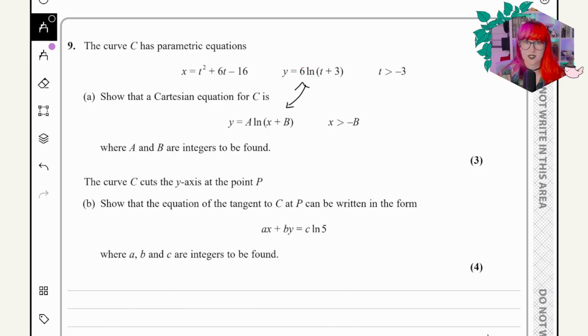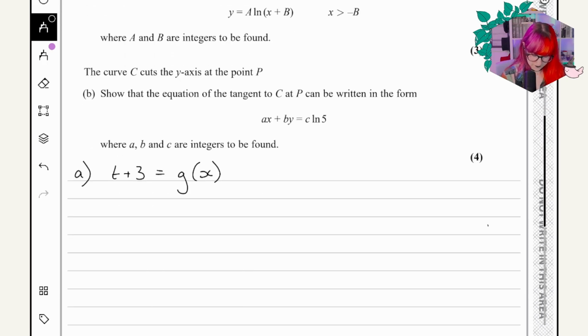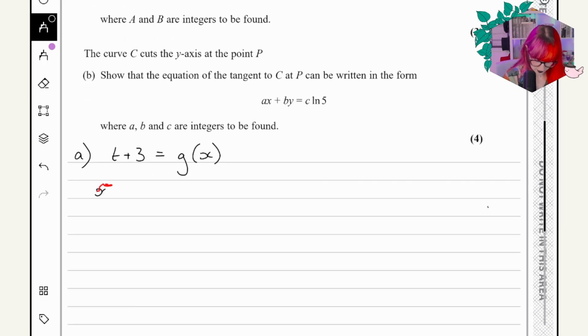These two are already pretty close together, so hopefully we can just manipulate them, move them around, and swap it. So part A, I'm going to find t plus 3 in terms of x is my plan. Let me sub it in. Hopefully it will be x plus something. So what do we have? We have x is equal to t squared plus 6t minus 16.